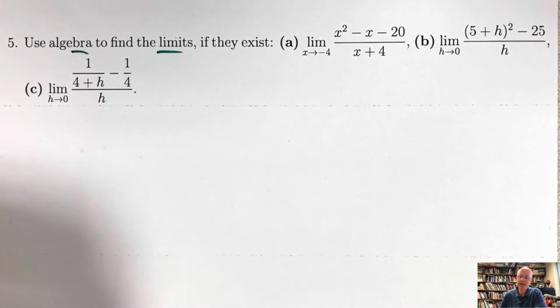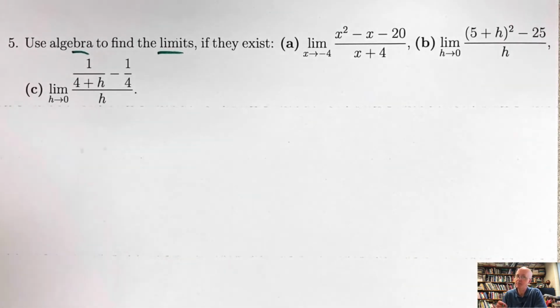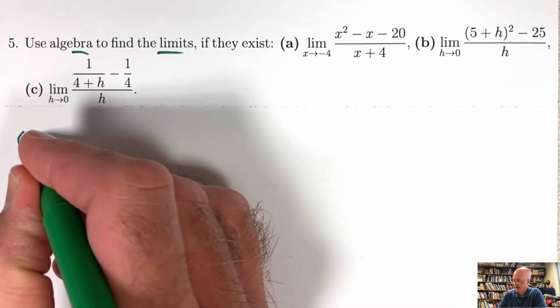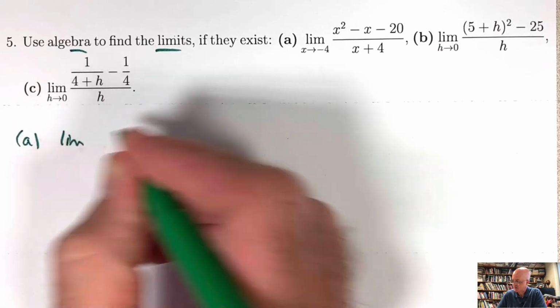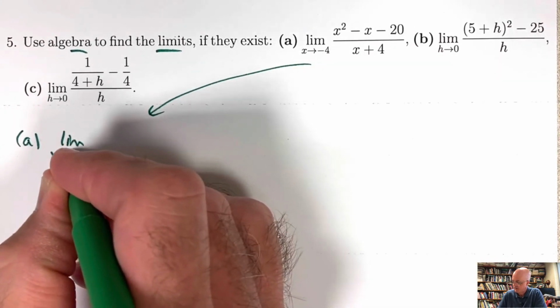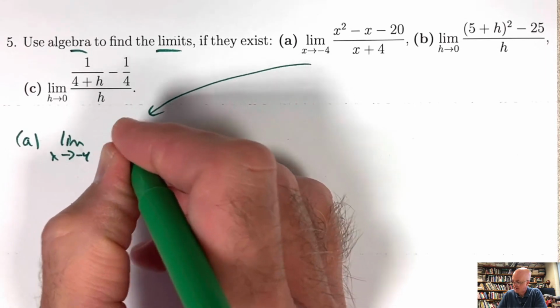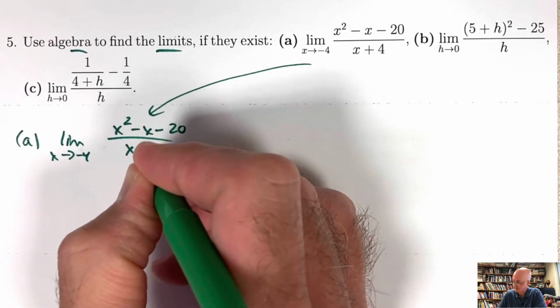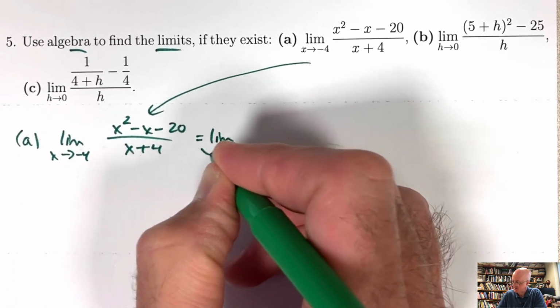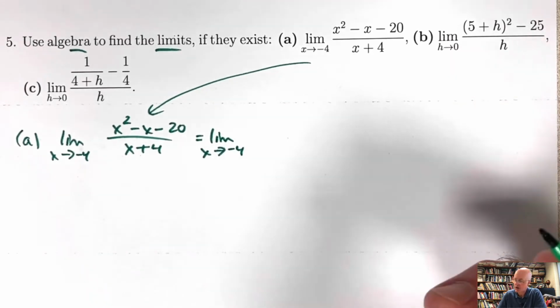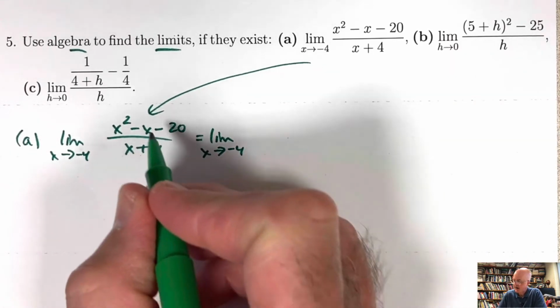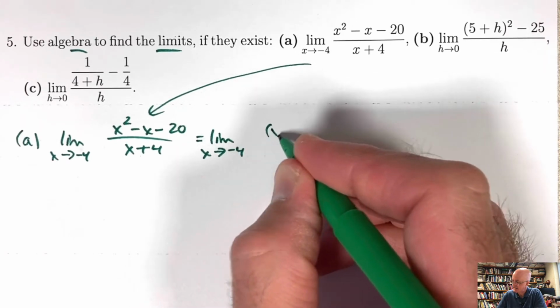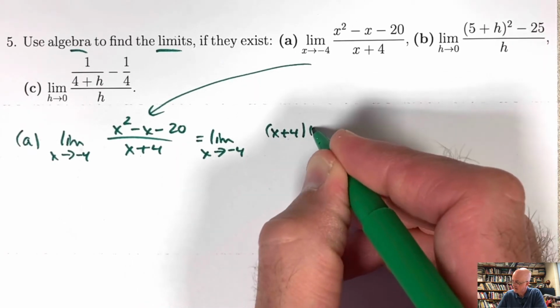If these functions happen to be continuous at what x or h was approaching, then you could plug in those values of x or h into the formulas and get the answer. Those would be easy problems. These are harder problems. Part A, evaluate this limit as x approaches -4 of this expression. Now, it's also possible in situations like this that the limit does not exist. Okay, that is possible. But in these particular problems that I picked, the limit does exist. How do you know? In this case, with part A, factor the top. We can factor the top as x plus 4 times x minus 5.